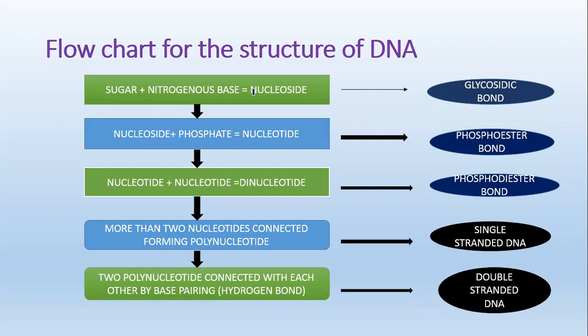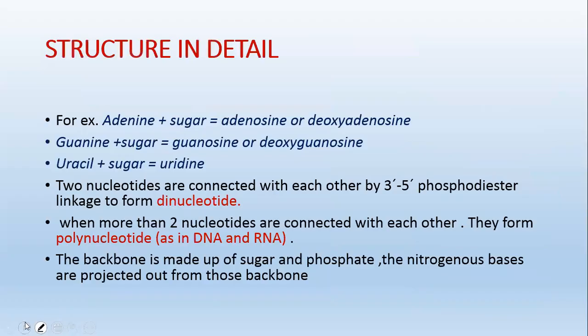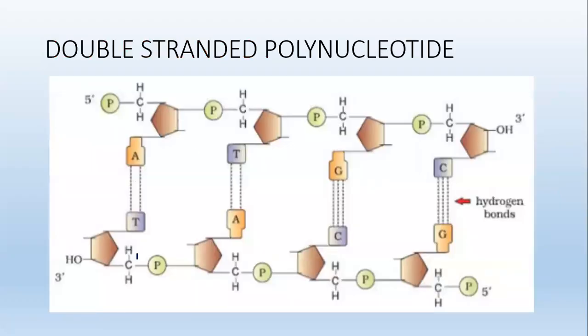These are very important. Nucleoside, what is nucleotide, what is dinucleotide, and when more than two nucleotides connected, they form a polynucleotide. And when two polynucleotides connected with each other by base pairing, they are called double-stranded DNA. So just have a look. This is the structure of a double-stranded DNA. You can see this is one polynucleotide, this is another polynucleotide. Two polynucleotides, they are connected with each other by this base pairing.